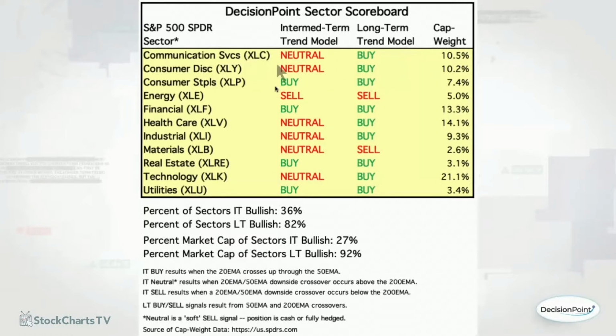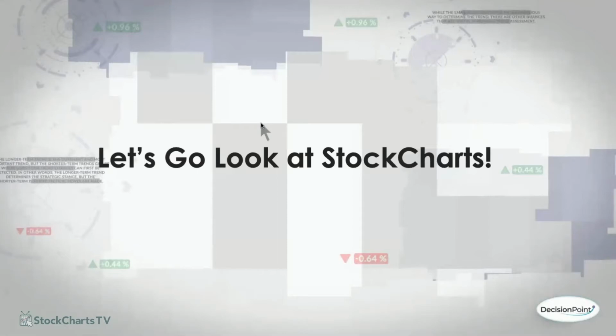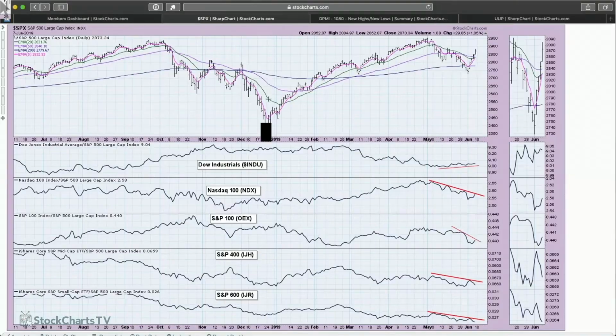Carl and I talked about it a little bit before the program, the intermediate-term trend model neutral signals. A lot of these sectors that flipped recently, with the rally we've seen here at the end of the week, are starting to pull away. They're above their moving averages, and so it's just a matter of time before we get those to switch to buy signals. All right, let's go look at some of those charts we have for you.